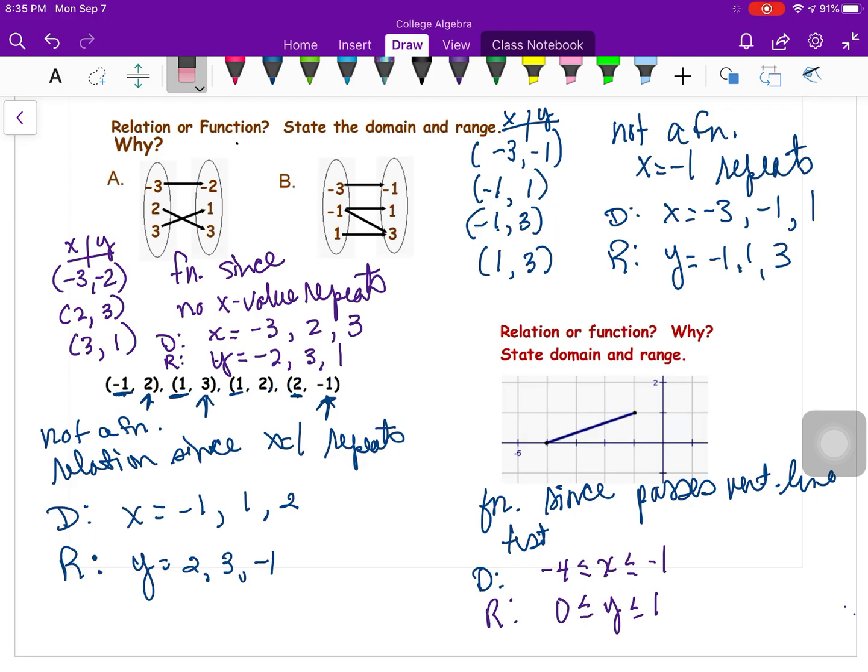What if I change my mind and instead I want this graph? It is still a function because it still passes the vertical line test, but now my domain becomes all the values to the right of negative 4. So x is greater than or equal to negative 4, since it is a closed point here at negative 4. And my range then becomes from here up. So y is greater than or equal to 0.